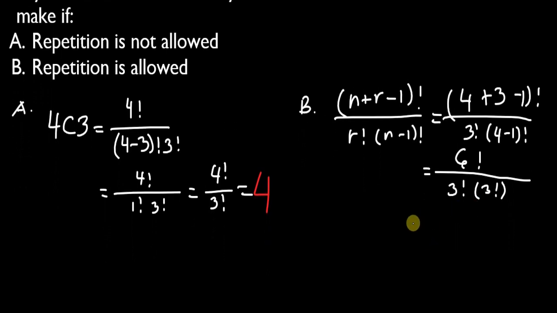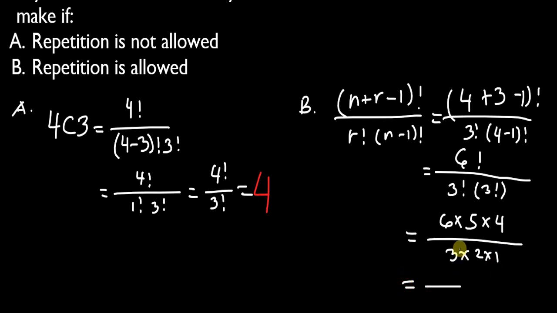Okay, so that is equal to, so 6 factorial, that is 6 times 5 times 4. Bakit hanggang 4 lang? Kasi may 3 factorial na doon. So, yan, isa pang 3 factorial, 3 times 2 times 1. 6 times 5 times 4, that is equal to 120. 3 times 2 times 1, that is equal to 6. And what is 120 divided by 6? That is equal to 20. So, meron tayong 20 combinations ng ice cream kapag repetition is allowed.